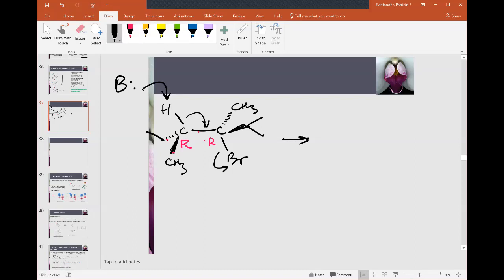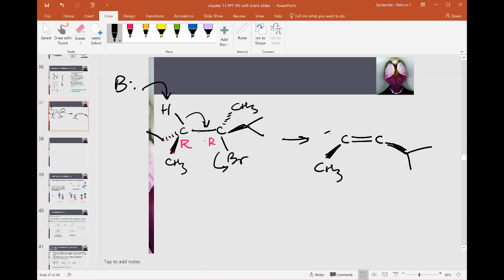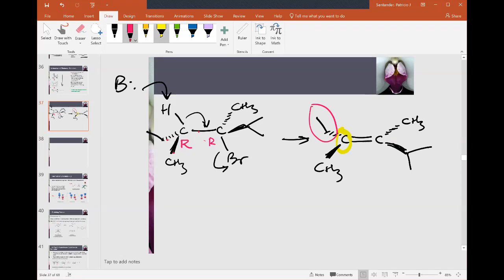So when the elimination takes place, what will be the structure of my alkene? My alkene will have the methyl group pointing to you and the isopropyl group pointing to you, right? And then the ethyl group pointing away from you and the methyl group pointing away from you. So what is the stereochemistry of this product? E or Z? The most important group on this carbon atom is the ethyl, and the most important group on the other carbon here is the isopropyl, right? So the isopropyl and the ethyl are on opposite sides. So this one here is the E product.